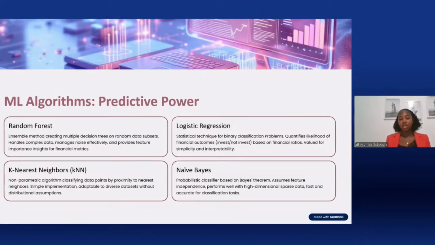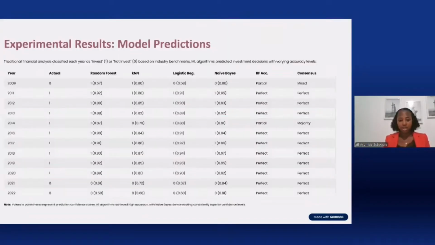And then the last algorithm that was used was naive Bayes. Because it is independent, it performs well with high dimension sparse data, and is fast and accurate for classification tasks. And as I mentioned, an experiment was done. For this research to be complete, we had to do an experiment, which is to train the models, the algorithms that we've selected.